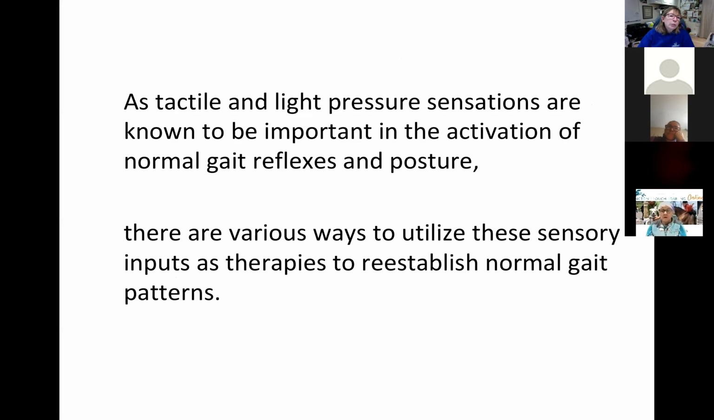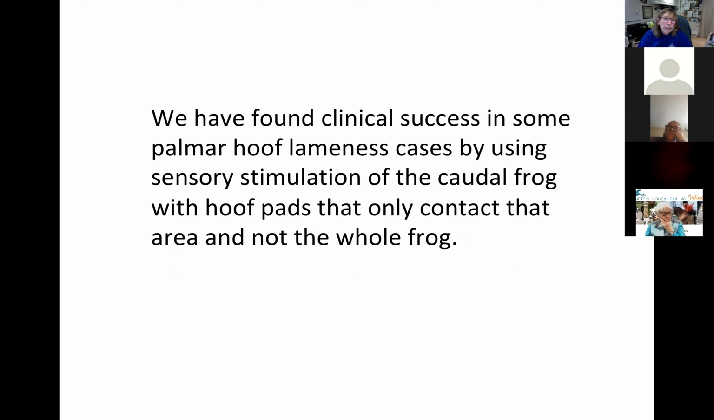Okay, so tactile and light pressure sensations are known to be important in the activation of normal gait reflexes and posture, and there's various ways to utilize these sensory inputs as therapies. So this again is Bob Belker's work in that chapter that I referenced in the beginning, and this is what they're saying, that there's various ways to use these sensory inputs as therapies. And what they've found is that if they stimulate the frog, the back of the foot, with pads, they can see a change.